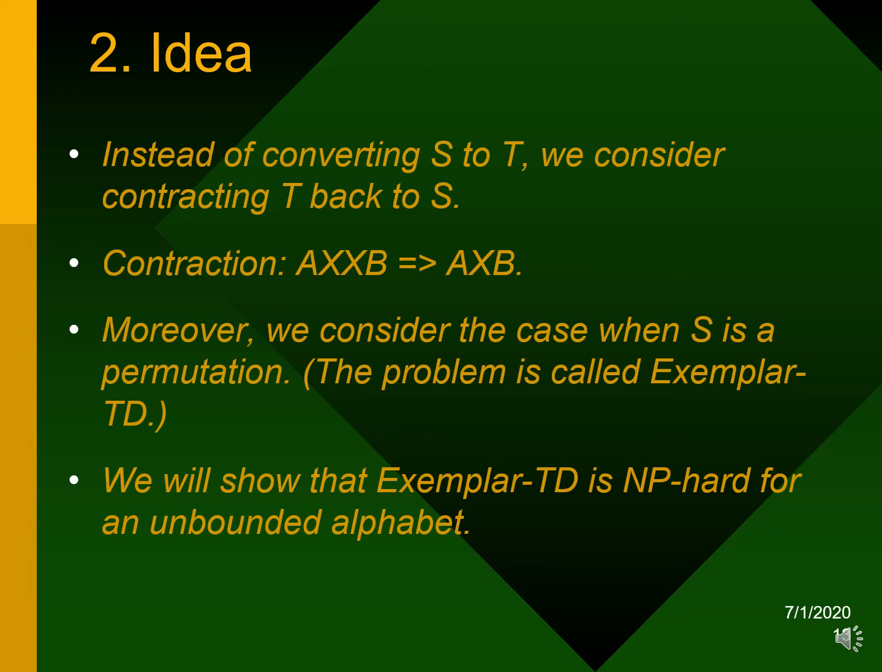So in other words, we only consider a special case of the K TD distance problem, and this version of the problem is called exemplar TD. So basically, in the next maybe 10 minutes, I will try to show that exemplar TD is NP-hard for an unbounded alphabet. Okay.